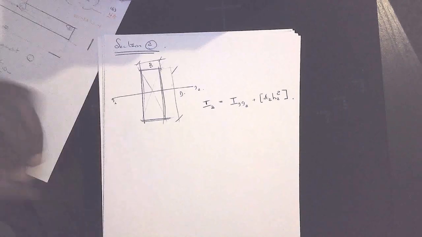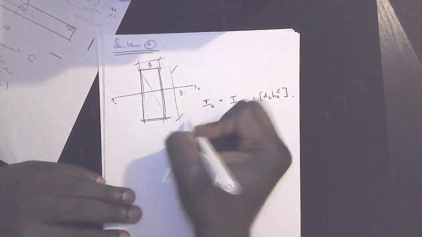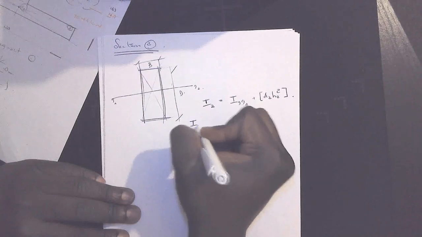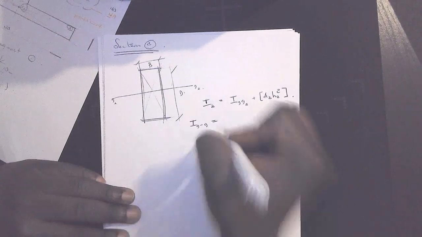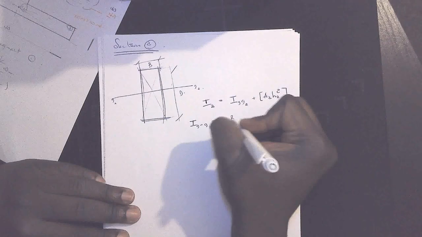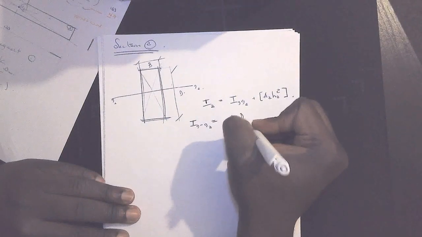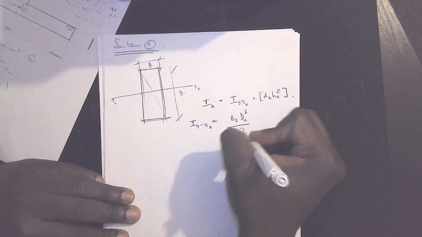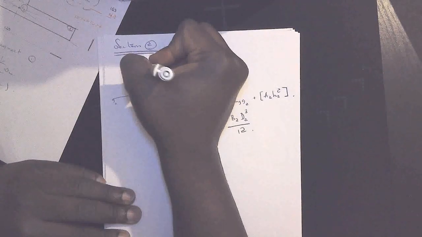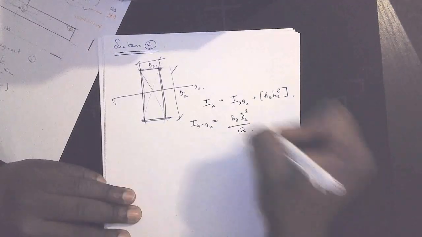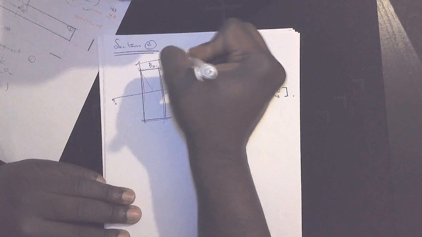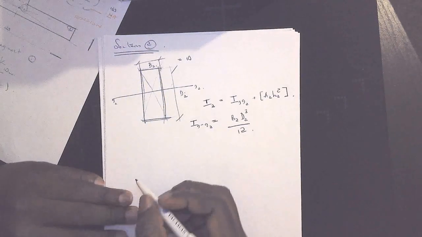Right. It's fairly straightforward stuff. So let's not forget that IGG2 will be equal to B2 D2 cubed over 12 for the web. So B2 is equal to 10 millimeters.